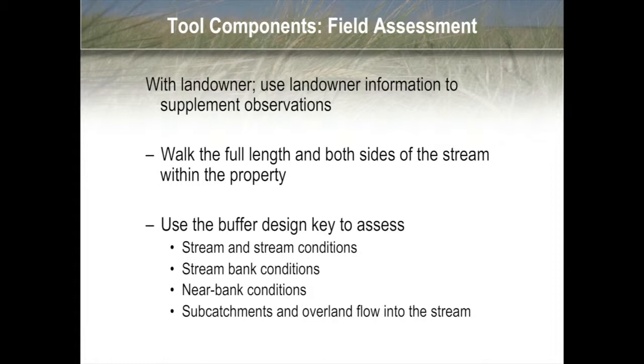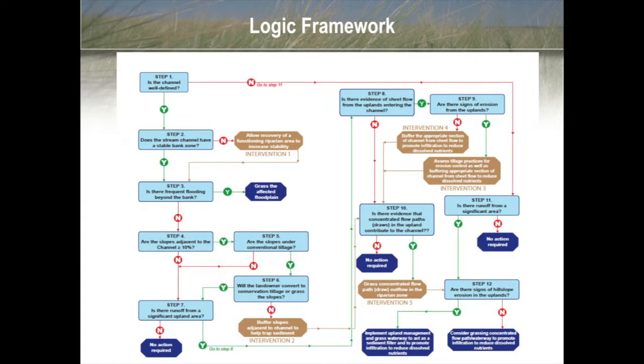And then we go through and we use this process that the manual outlines, and it really has four aspects to it, the key, the logic framework. It starts off and it asks questions about the stream and the stream conditions and the stream bank conditions. So first we start there and we start looking at what's going on there. And then the tool goes and it asks questions about what we call the near bank conditions, the slopes that are coming down to the stream. And then we step back and the questions start looking at the subcatchment, the sub-watersheds that are bringing water to the stream, so that we can understand what's going on there. So this is the framework. I don't expect you to read it at all.